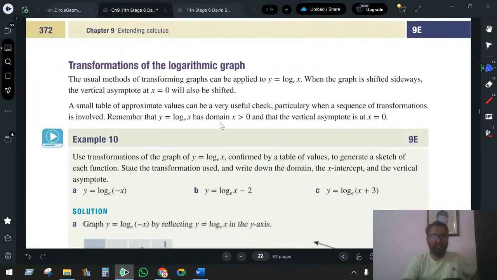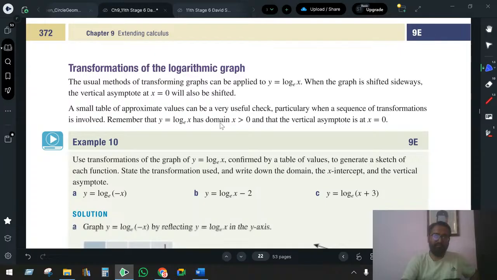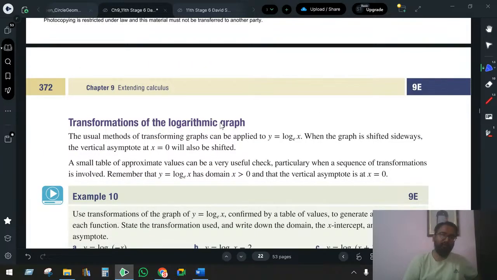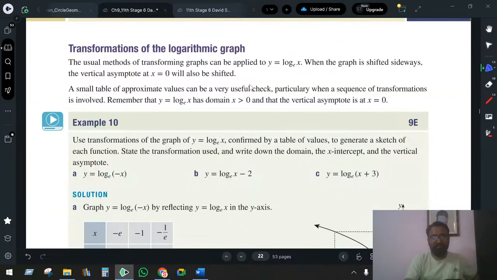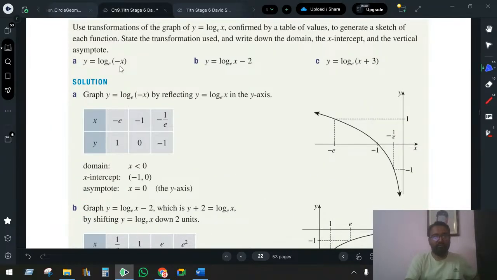Transformation of logarithm graphs. If you know the graph of y equals f of x, you have the capability to plot y equals plus or minus k plus or minus f of x plus or minus h, where h and k are numbers. So if you know the graph of x, you can know the graph of y. See, this is the log minus x graph. What is the log x graph? The log x graph is this. Log of minus x is the y-axis reflection.